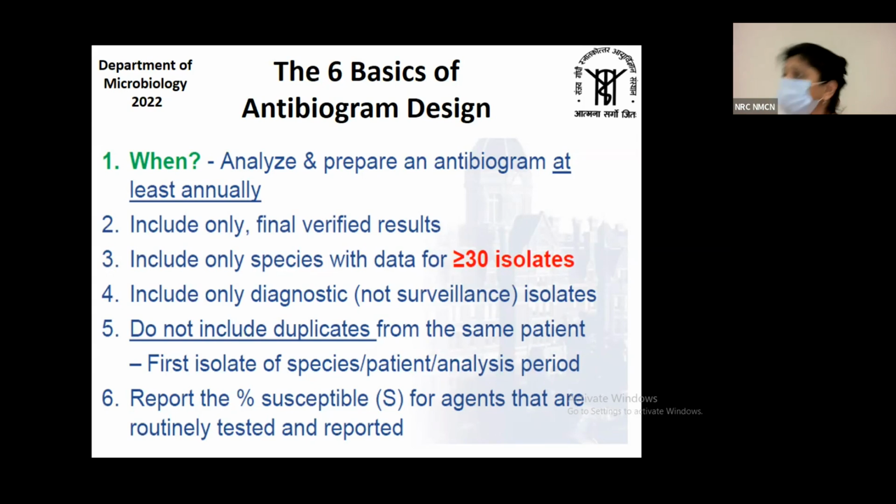And with so much colonization, you are only treating the colonizers. So please understand, that is why we do not include duplicate isolates, only the first isolate of the species per patient during the analysis period. Of course, we do have patients with prolonged hospitalization. I do understand that the flora may change, but that is relevant only to a small subgroup of patients. By and large, the first isolate, the baseline susceptibility data, is enough to help you.